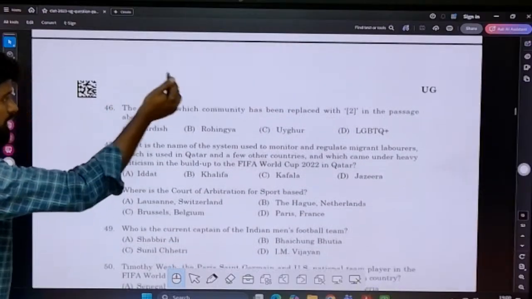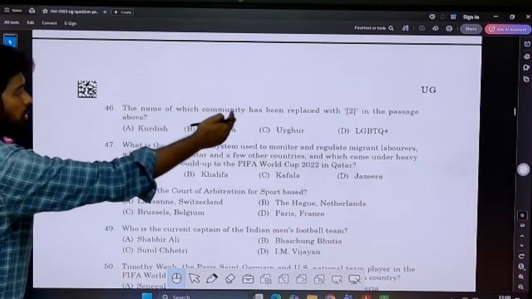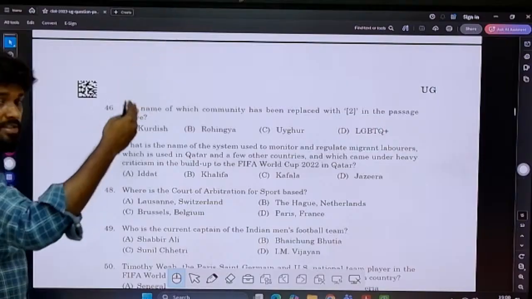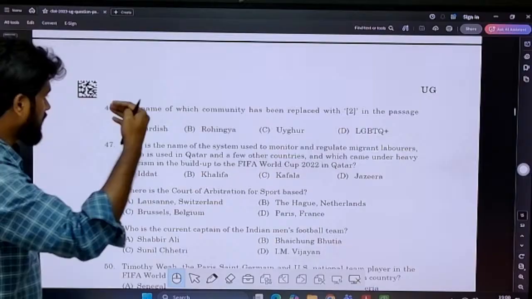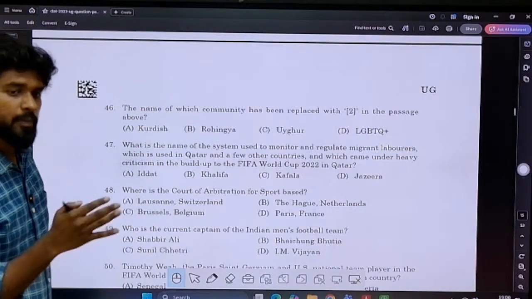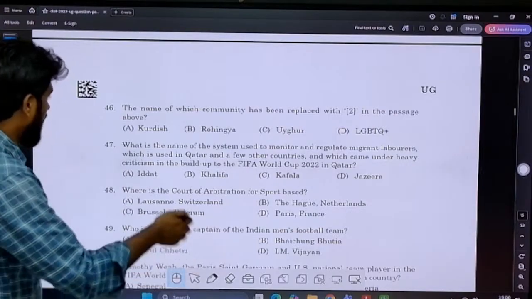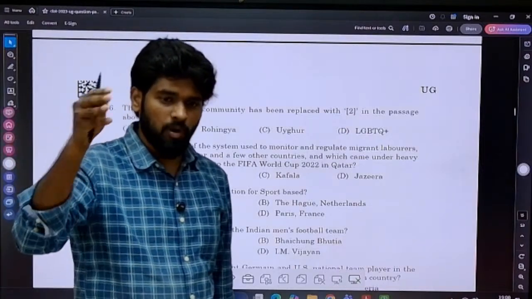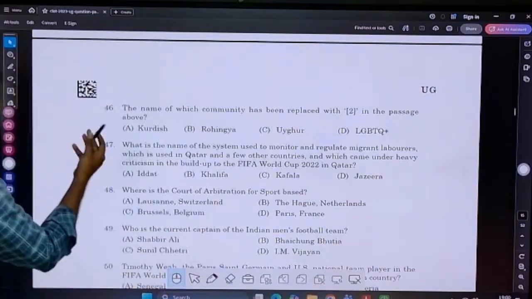సో టూ దాంట్లో the name of which community has been replaced with two in the passage above: Kurdish, Rohingyas, Uyghur tribes, LGBTQ+. Okay, so the issue of LGBTQ+ is coming from a long time. The issue of Uyghur tribe is in China. Okay, Rohingyas we have seen in India, the illegal occupations of Rohingya tribe in India. They came from Myanmar initially, Myanmar lo akkada Cox's Bazar area lo. Okay, and the Kurdistan people. ISIS issue అవుతున్నప్పుడు ISIS has bombed the entire Kurdistan issue. The Kurdish people have no place to settle. Okay, so this is one thing.